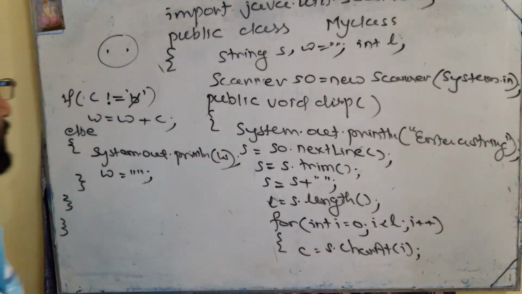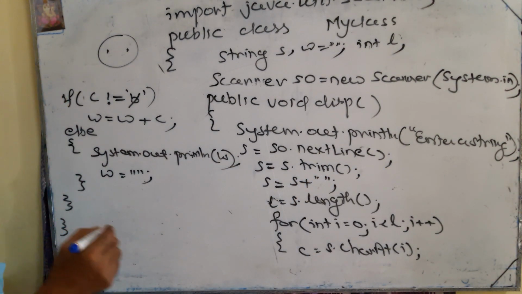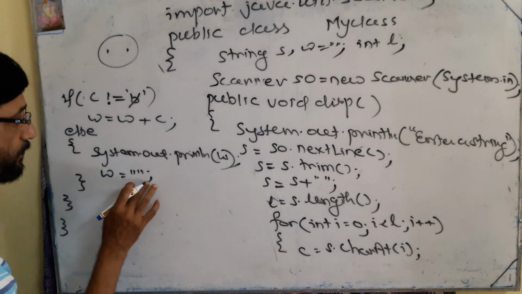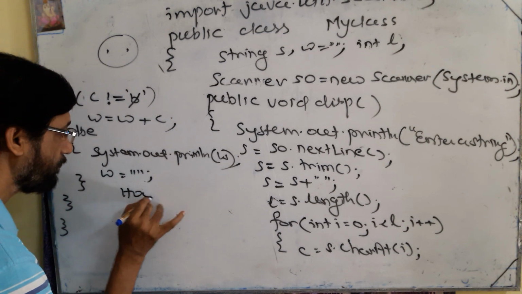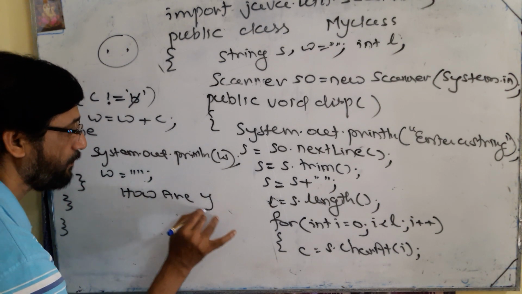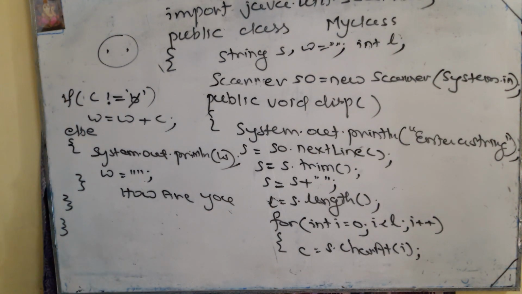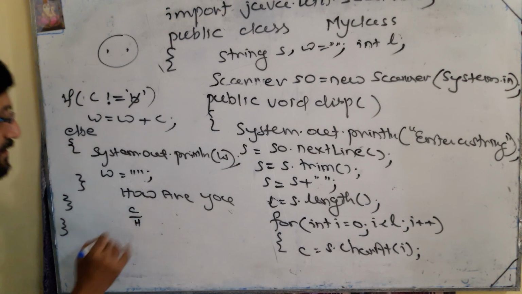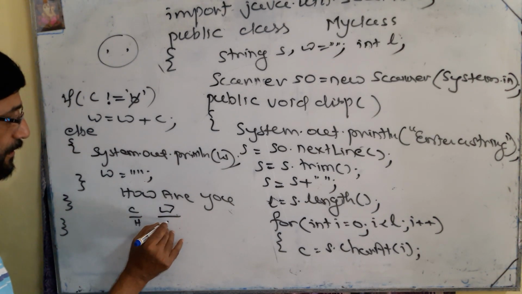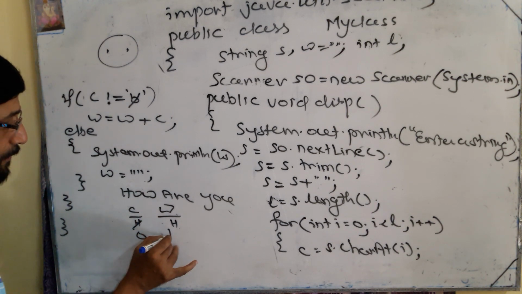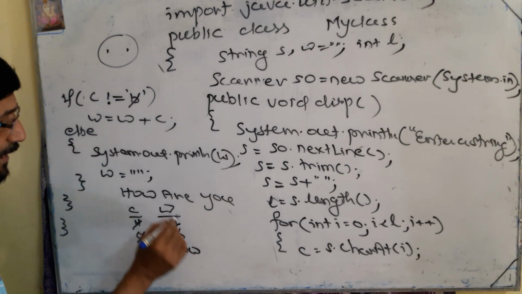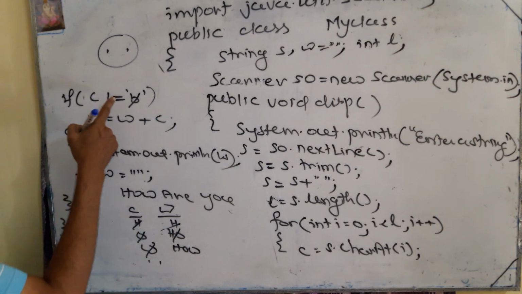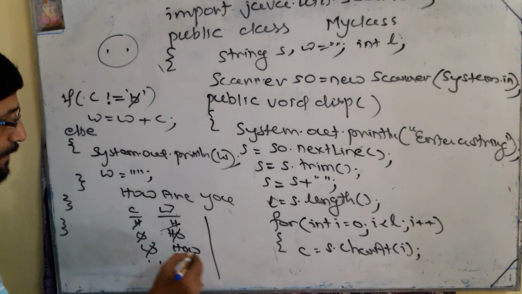You see, first you input the string. Now this dry run is to make you understand more clearly. Suppose the input string S is how are you. Now you are selecting one character after another. In C, the first time it is H, it will concat with w, so it becomes H. Then you select O, it becomes HO. Then you select W, it becomes HOW. Now the next character is a space, so this condition is false, it will come to the else part, and there it will print how.